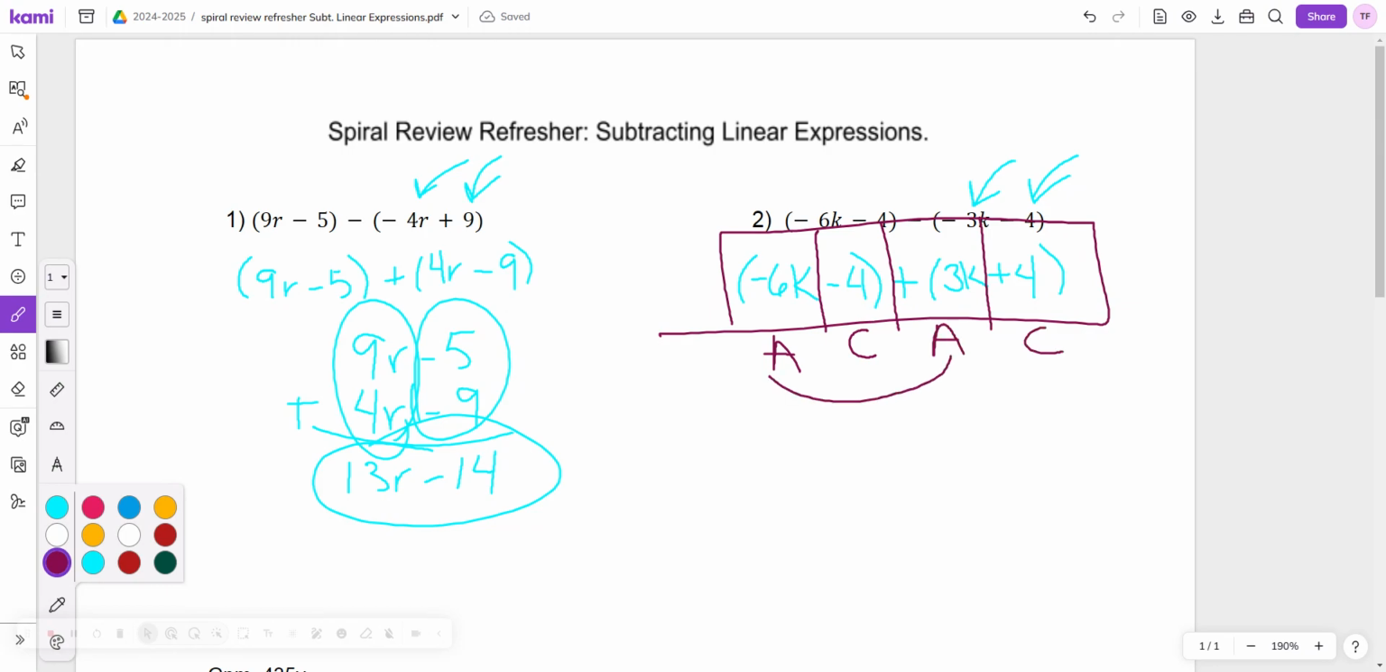I'm going to add my two algebraic terms, negative 6k plus positive 3k. That gives me negative 3k. So now I'm done with this one and this one. So now I'm going to take negative 4 plus positive 4. When I take negative 4 plus positive 4, I get 0. So plus 0. Now there's a better way to write that. The zero, there's no sense in having the plus zero there. So we could just write negative 3k.